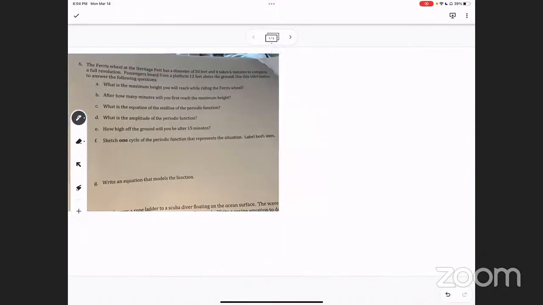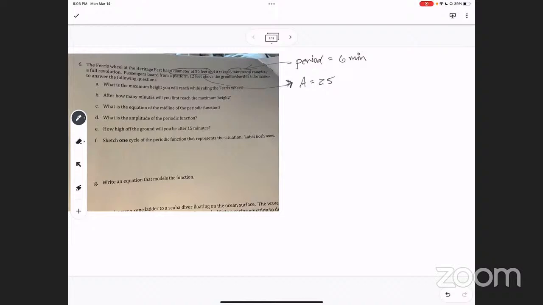All right, so a Ferris wheel has a diameter of 50 and it takes 6 minutes to complete a revolution. So 6 minutes means that's the period, right? Mm-hmm. Period equals 6 minutes. And then diameter of 50 feet means that the A equals 25. It's going to be half of whatever the diameter is. Do you understand why? Okay.